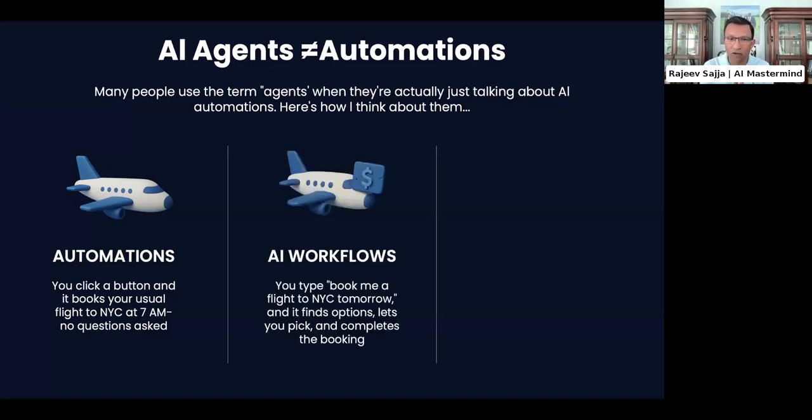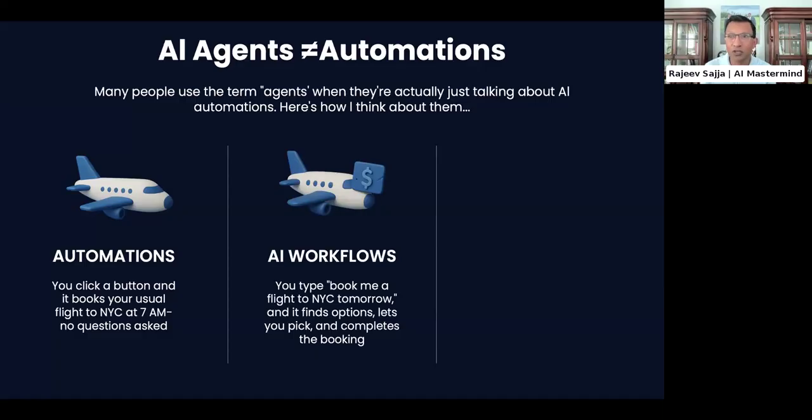Now it looks like an AI workflow. You type in, book me a flight to New York City tomorrow. So what it does, it finds options, because there's several flights to New York City, as an example, lets you pick which one you want to go on, and then completes the booking. Okay, that's a little bit of AI, but workflow.